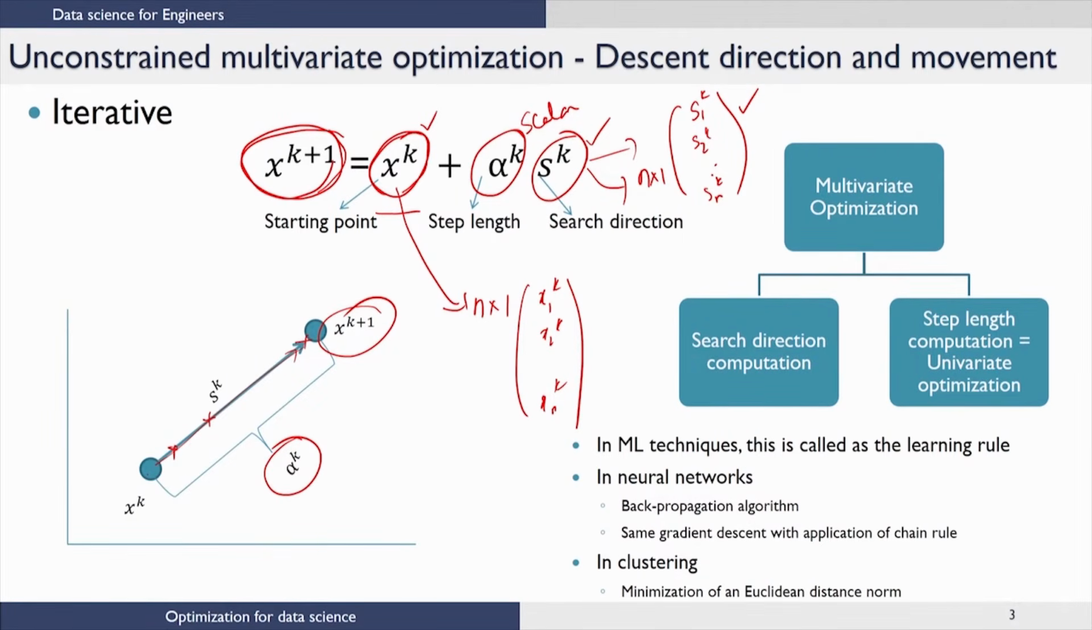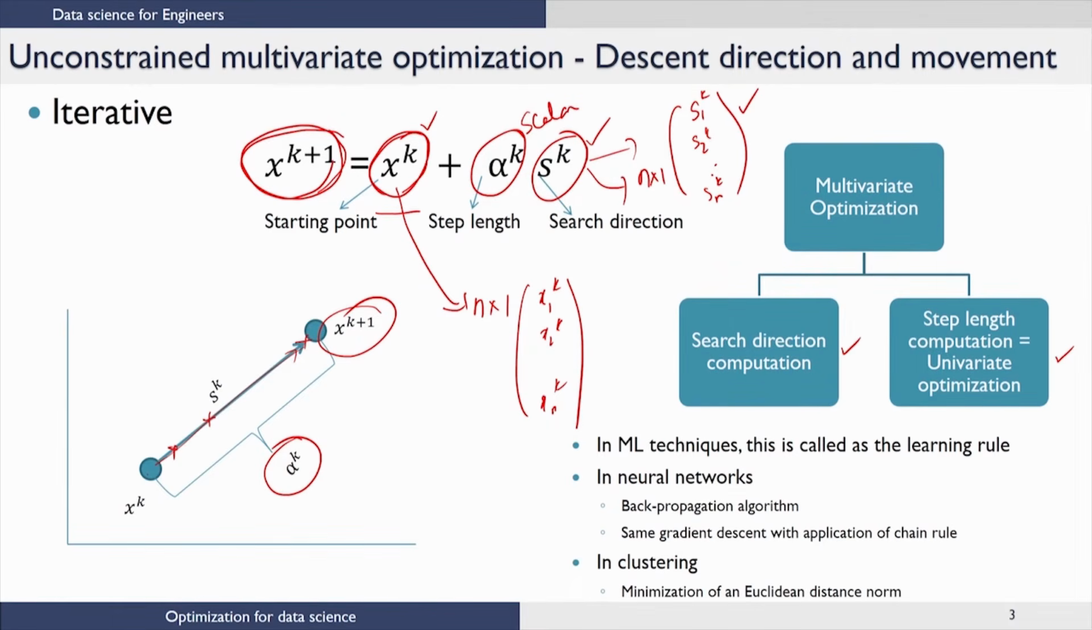The key takeaway from this is that if you are at a current point which you know, and if you somehow figure out a search direction, then the only thing that you then need to calculate is the step length. And since step length is a scalar, a multivariate optimization problem has been broken down into search direction computation and finding the best step length in that direction, which is a univariate optimization, because we are looking for a scalar alpha.